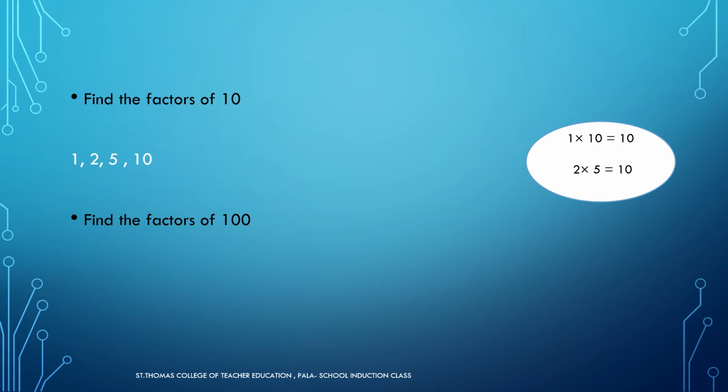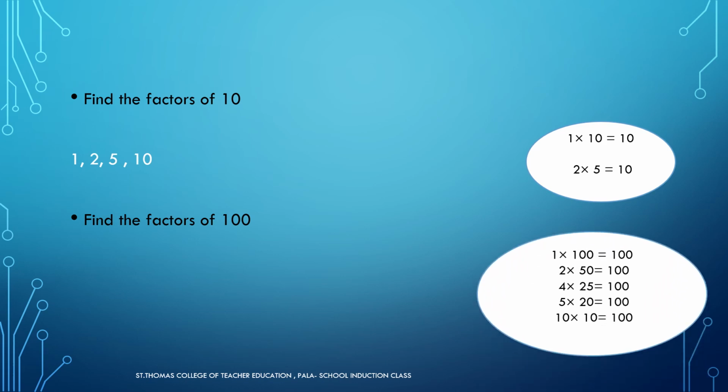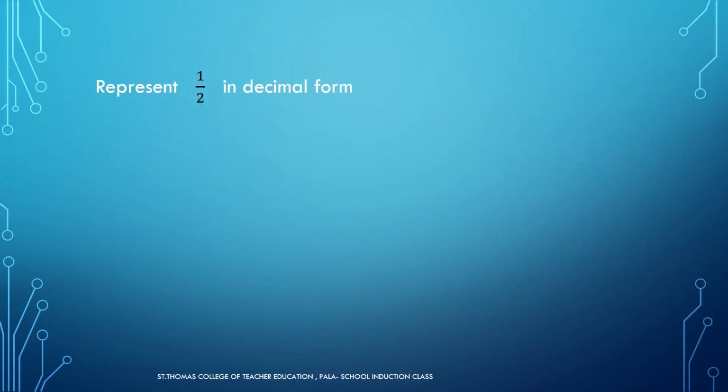So, in a similar way, find the factors of 100. Take your own time and tell me the answer. Correct. We have 1 into 100 equal to 100, 2 into 50 equal to 100, 4 into 25 equal to 100, 5 into 20 equal to 100 and 10 into 10 equal to 100, isn't it? So tell me the factors of 100. Correct. 1, 2, 4, 5, 10, 20, 25, 50 and 100. Very good.